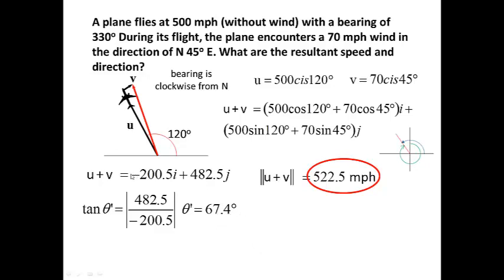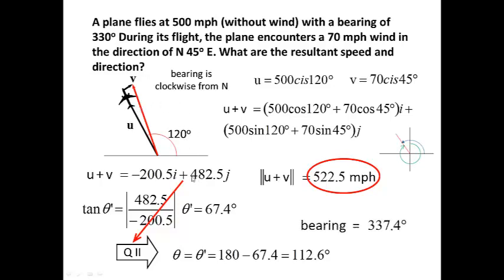And you notice that this is a negative and a positive, and negative and a positive means we're in quadrant 2. In quadrant 2, what I have to do with this? Subtract that from 180. I get 112.6. So that means this angle here to the red vector, here the resultant vector is 112.6. And the magnitude is 522.5. And if that's the case, how do I find the bearing? Well, same way as I did over here.